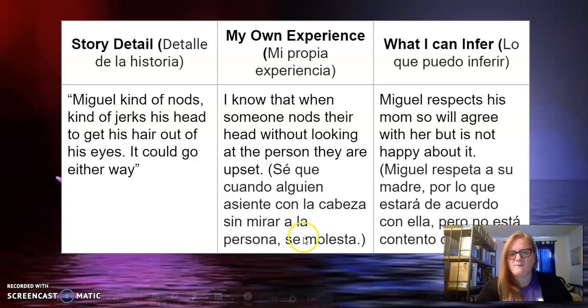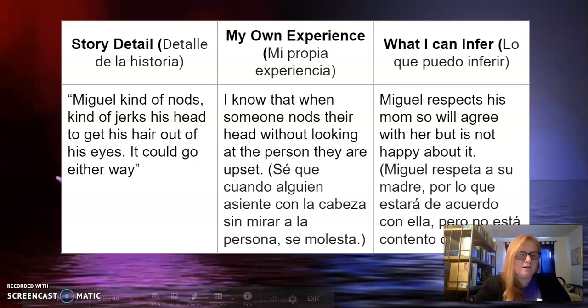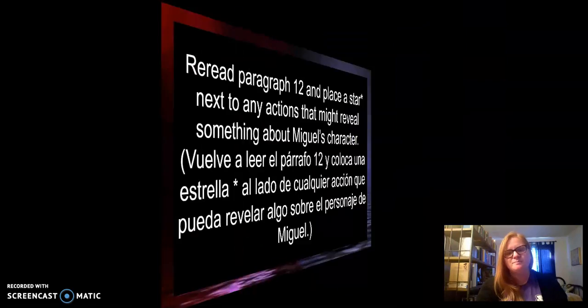You know, if my mom is asking me to go clean my room and I kind of agree with her, but I'm not really excited. It's not like I go, oh yeah, I gotta go do that. No, it's kind of, ugh, do you really? Okay. So this is what I can kind of guess is happening. It seems that Miguel respects his mom, so he agrees with her, but he's not happy, okay?